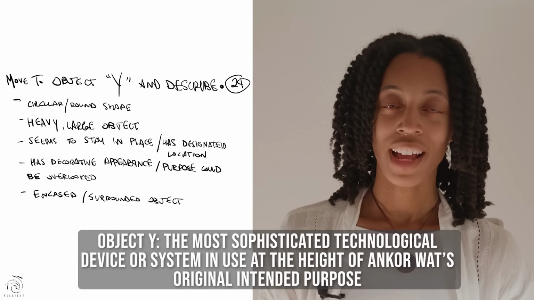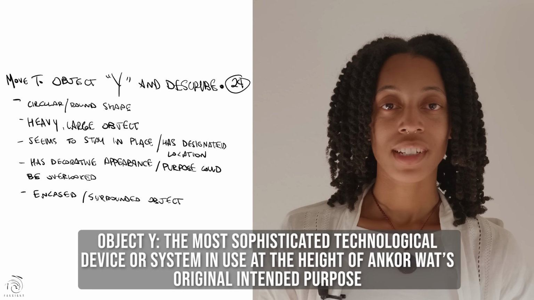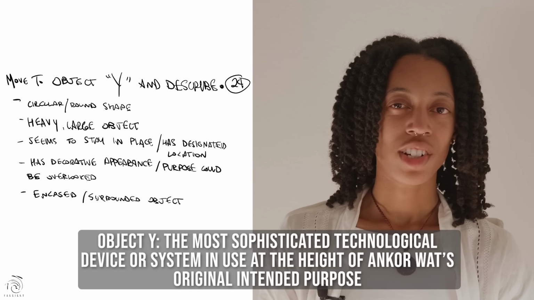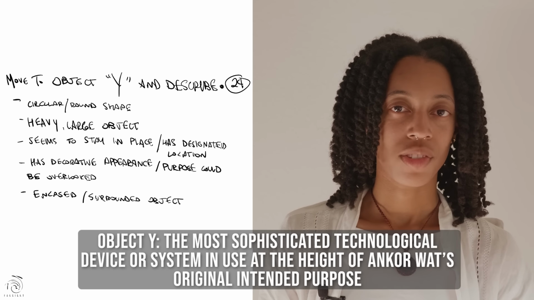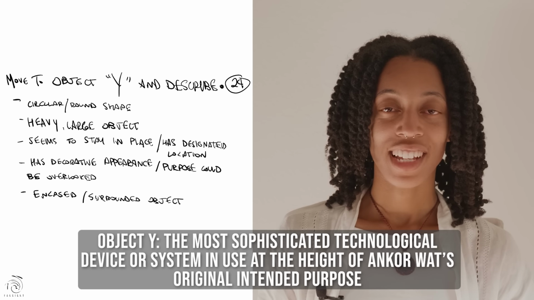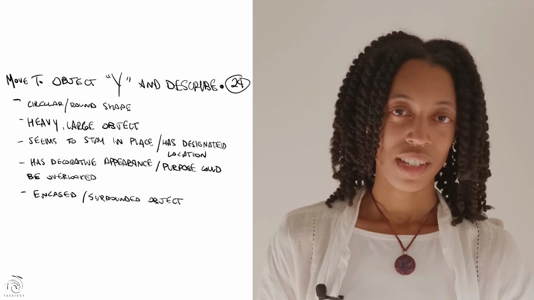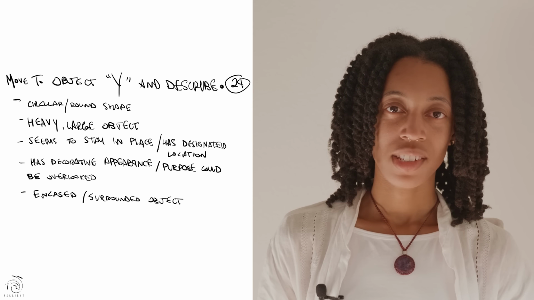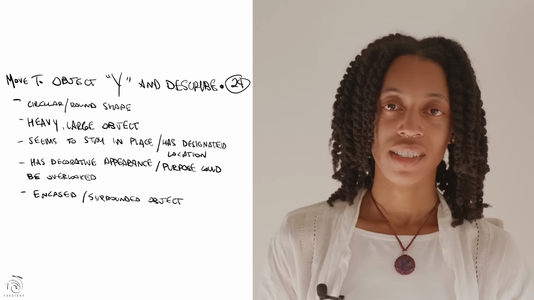Moving to object Y and describing, this object has a circular, round shape. It's a heavy and large object that seems to stay in place, or it has a designated location. Object Y has a decorative appearance, but it seems the purpose could be overlooked. It's encased or in some protective surroundings.